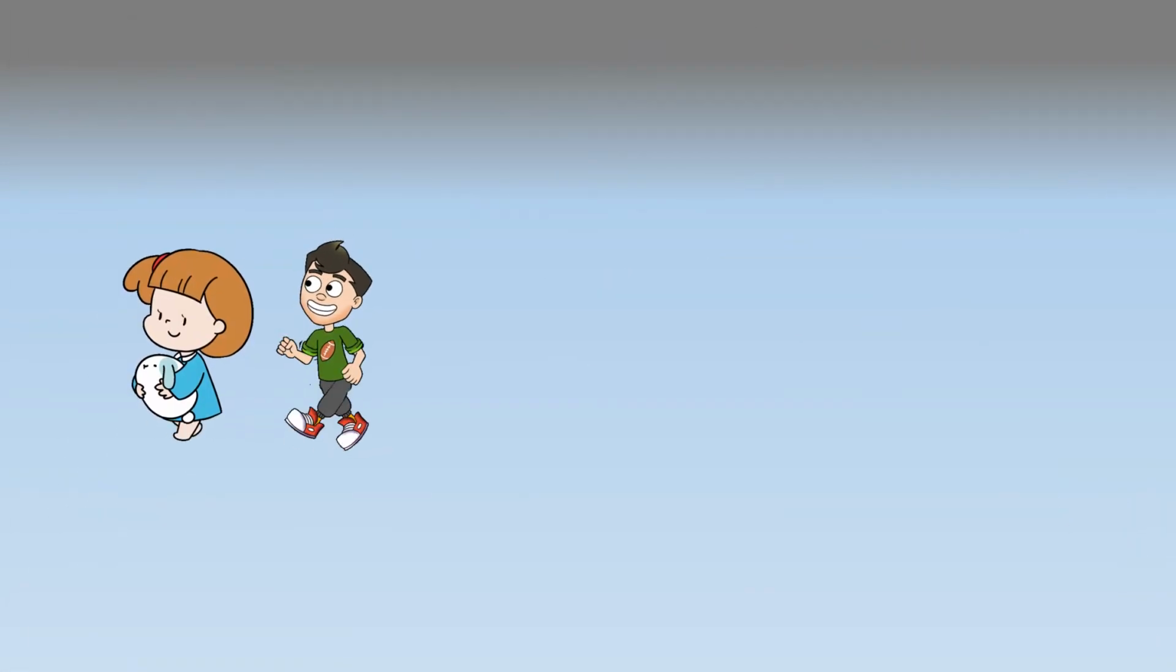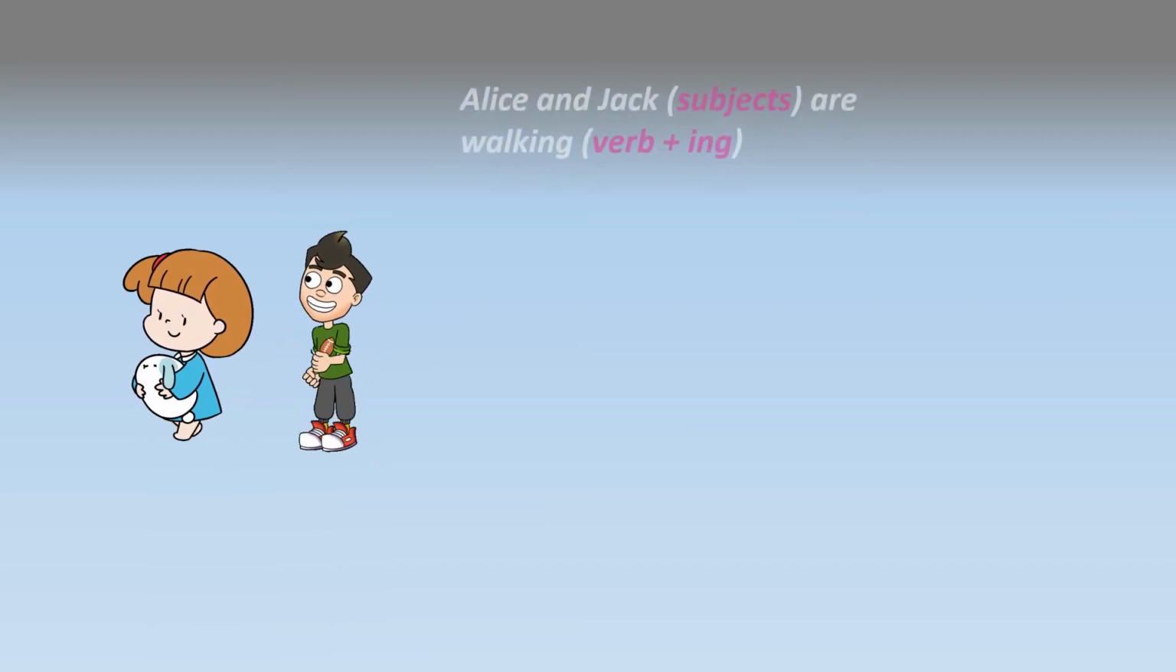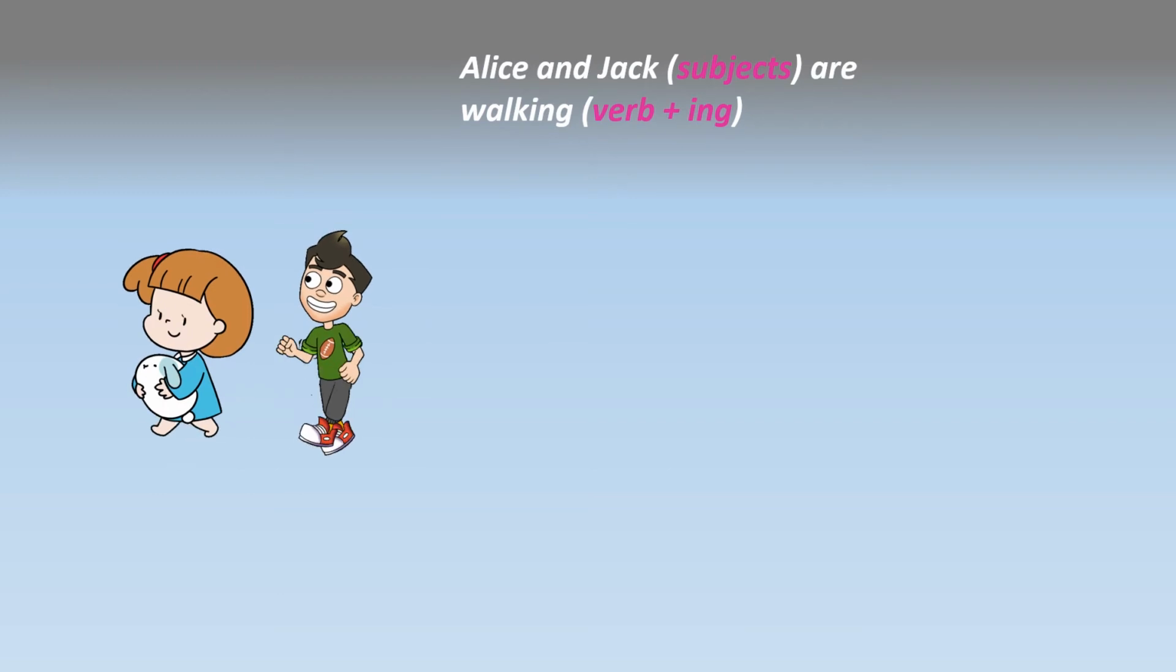Okay, we're going to practice a few examples now. I want you to look at Alice and Jack. As you can see, Alice and Jack are walking right now. As we are looking at them, what are they doing? Alice and Jack are walking. Because Alice and Jack are two subjects in that sentence, you would say are, and walk is the verb, and you would add ing onto that. So Alice and Jack are walking.